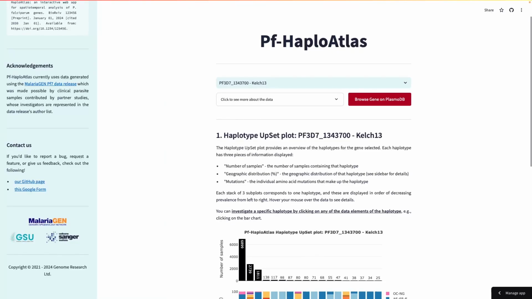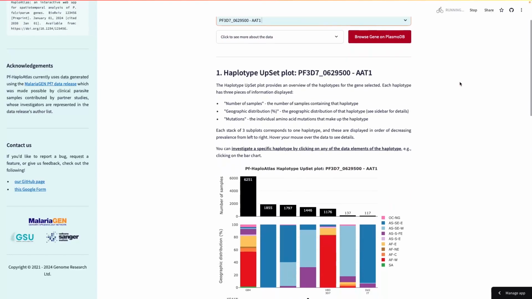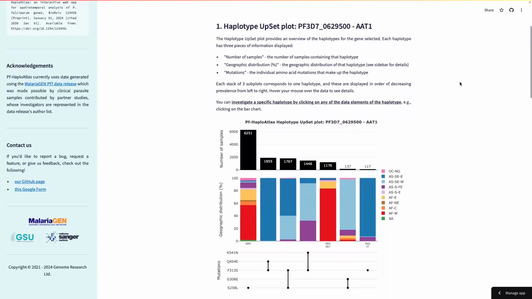For this second example, we're going to jump to another gene entirely. This gene is called AAT1, and we can search for it by typing it into this search bar. The haplotype upset plot is quickly rendered for AAT1. So AAT1 has only very recently been associated with resistance to anti-malarial drugs, so it's not quite as well studied as the Kelch13 gene we just looked at. AAT1 is a good example of how Pf-HaploAtlas can showcase important and interesting evolutionary trends in lesser studied genes.